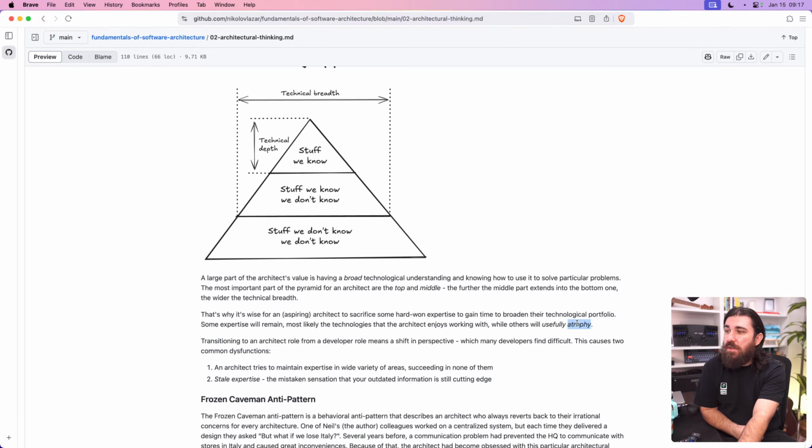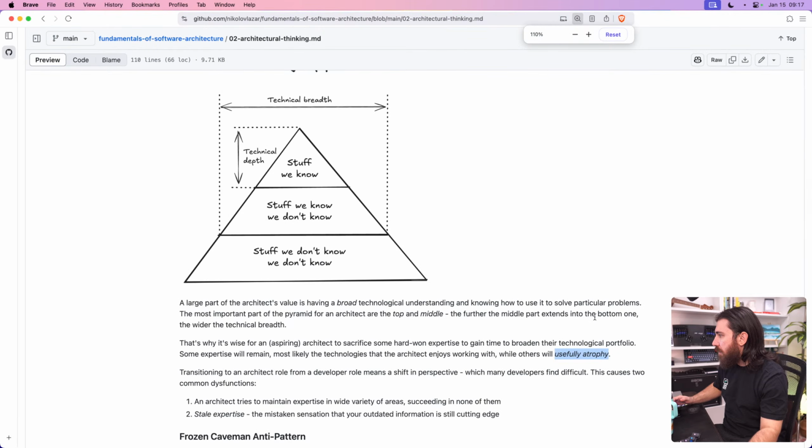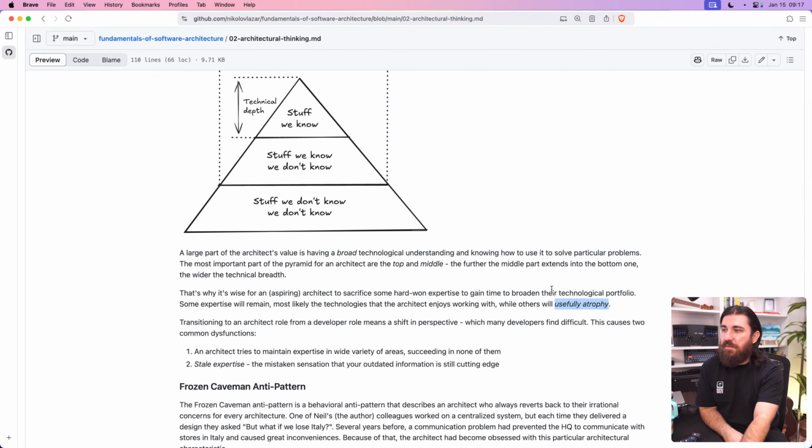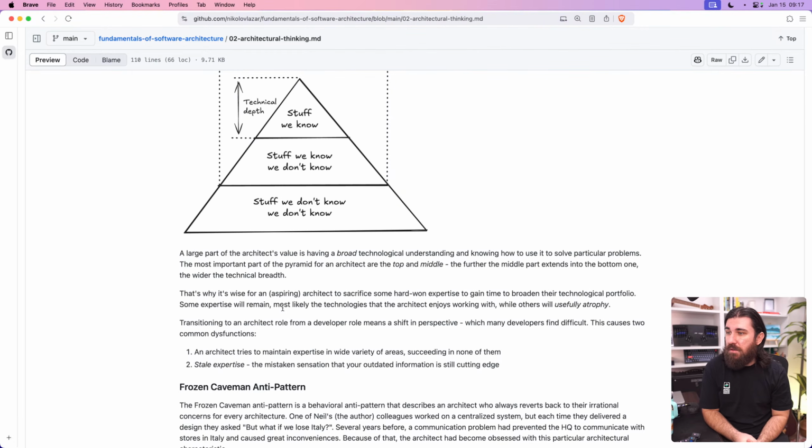But others will usefully atrophy. I like this phrasing here, usefully atrophy. You're going to let parts of your skills atrophy, but usefully, in order to trade them for time so that you can gain more breadth, technical breadth. And transitioning to an architect role from a developer role means a shift in perspective, which many developers find difficult.